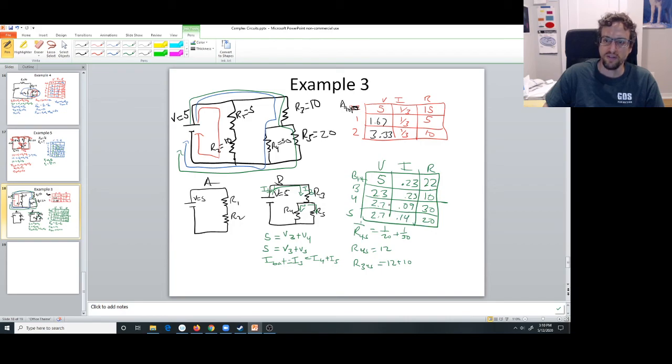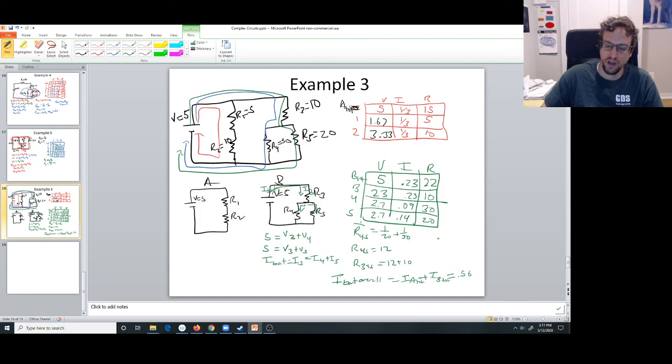Now, what if the problem asks you for what is the total current of the battery? The current of the battery overall is actually equal to I of A total plus I of B total. Just so happens that the battery's powering both of these two partial circuits. So we would actually then say that this is 0.56.